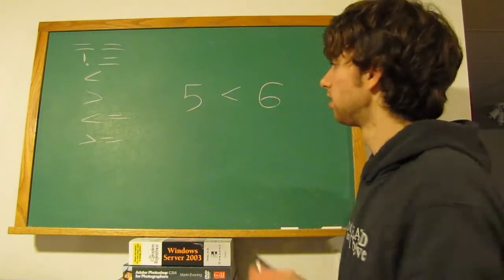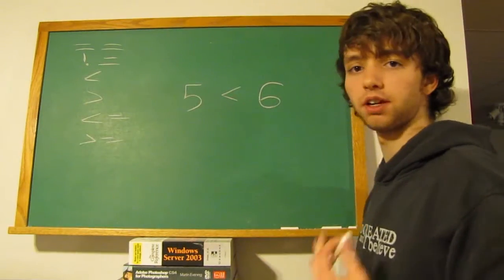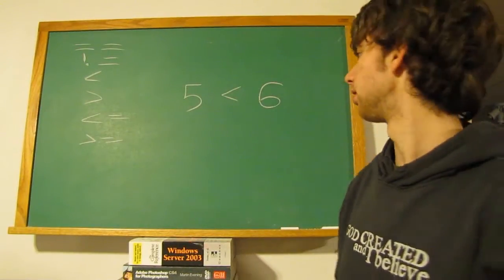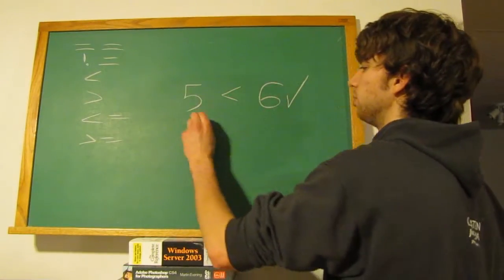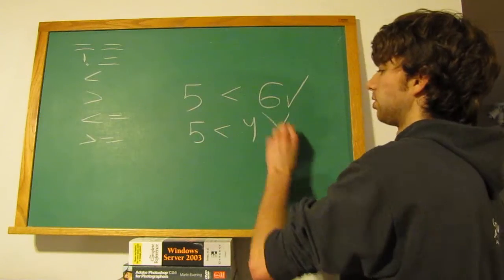That is true because 5 is a lower number than 6. If you have 5 pies, that's less than 6 pies. So this is going to return true. 5 is less than 4. This is going to return false.